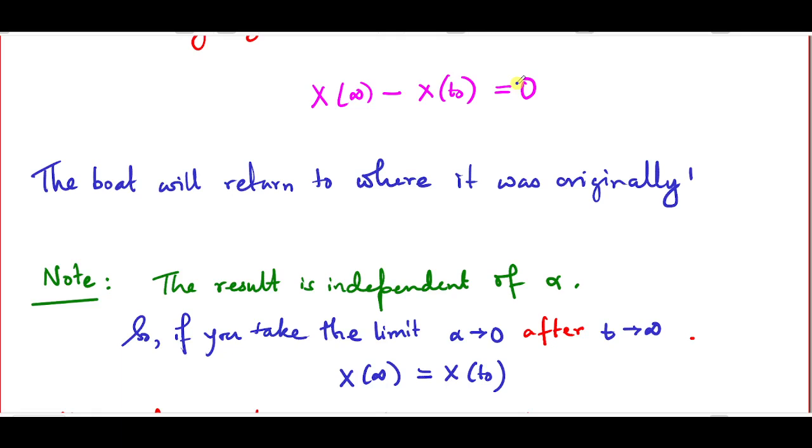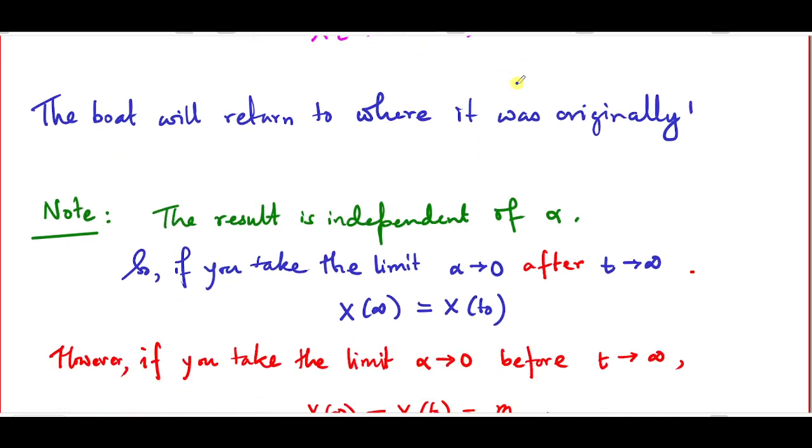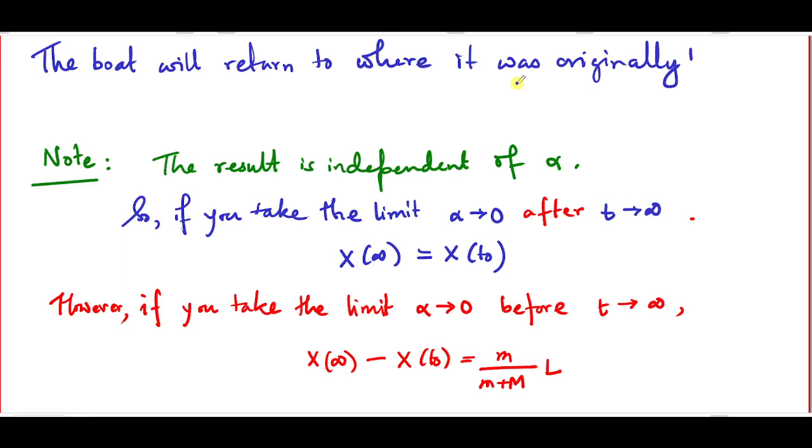However, this previous result does emerge if you happen to take the limit alpha goes to 0 before you carry out the limit t goes to infinity. Then, if you had carried out this limit in the other order, you would get x at infinity minus capital X at t0 is none other than small m by small m plus capital M into L. Exactly the result that we had obtained previously.